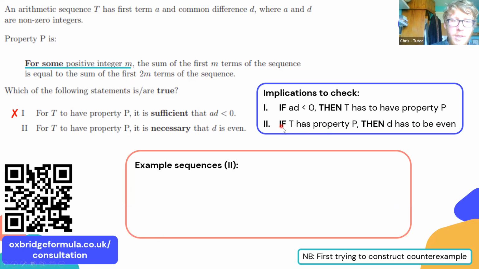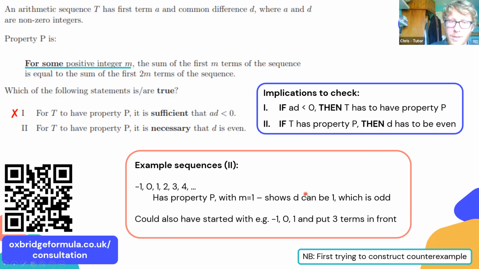If we quickly think about statement 2, then we want to test if a sequence t has property p, then d has to be even. So saying whatever sequence you can make that works, it has to be one where d is even, or there's no sequences that work where d is odd. But we actually just saw a case where the sequence works, but d was odd. We saw this case where a is -1 and d is 1, and it did have property p with m equals 1, but d was equal to 1, which isn't even. So that's a counterexample to statement 2.